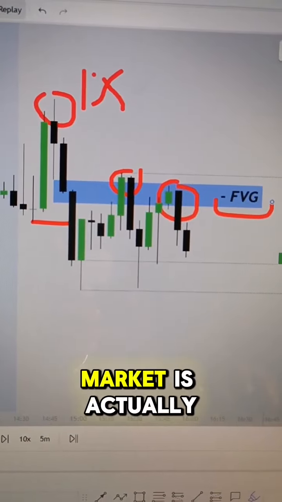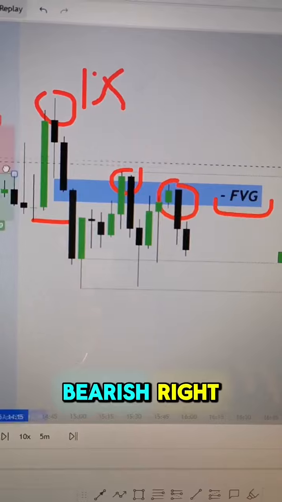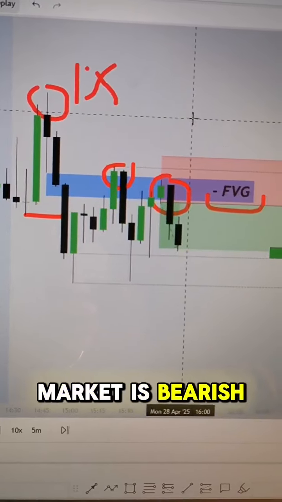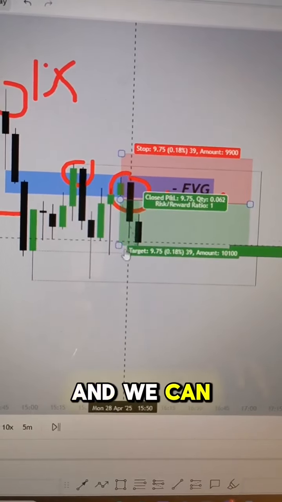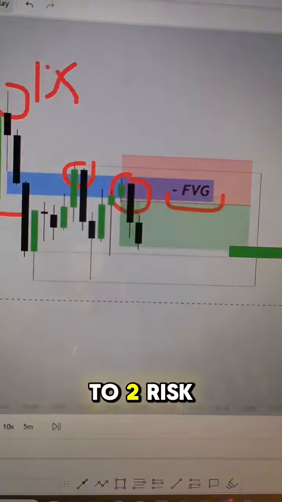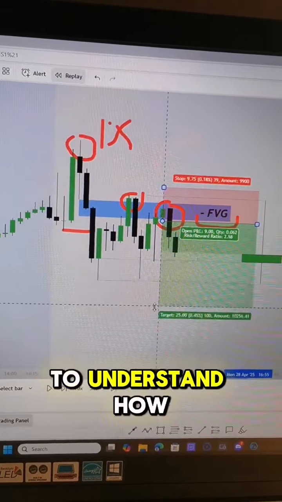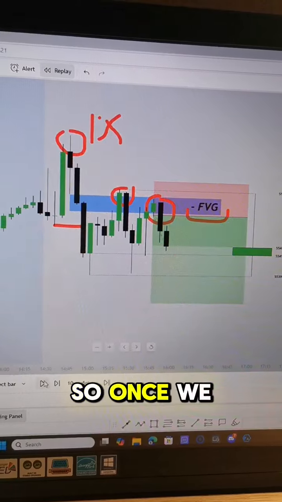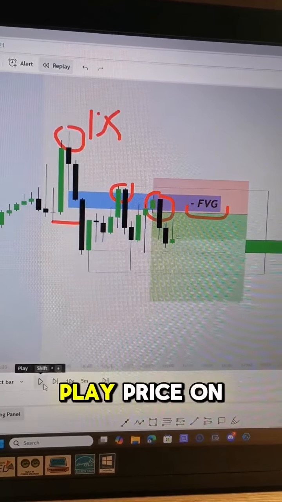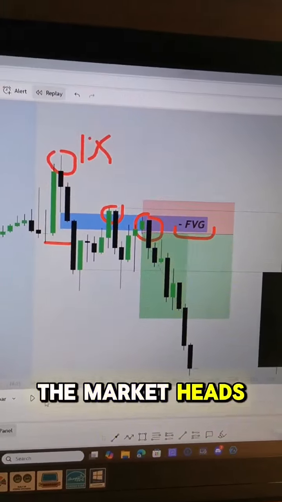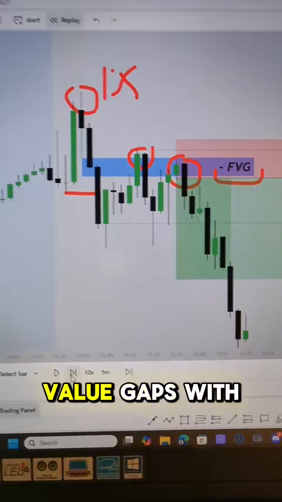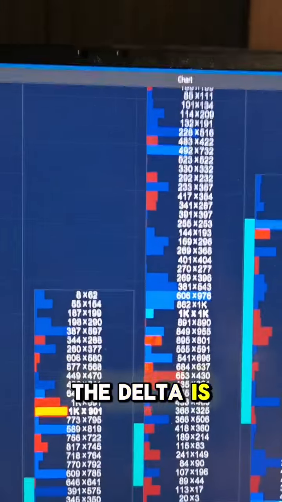And so because of that, the market is actually bearish, right? This is the real reason the market is bearish. So this fair value gap is strong, and we can therefore target at least a 1 to 2 risk to reward, right? So for those who are struggling with fair value gaps, you just need to understand how the market actually works. So once we have that in place, let's play price on a little bit. We can see the market heads to the downside, right? So trading fair value gaps with the delta is super important.